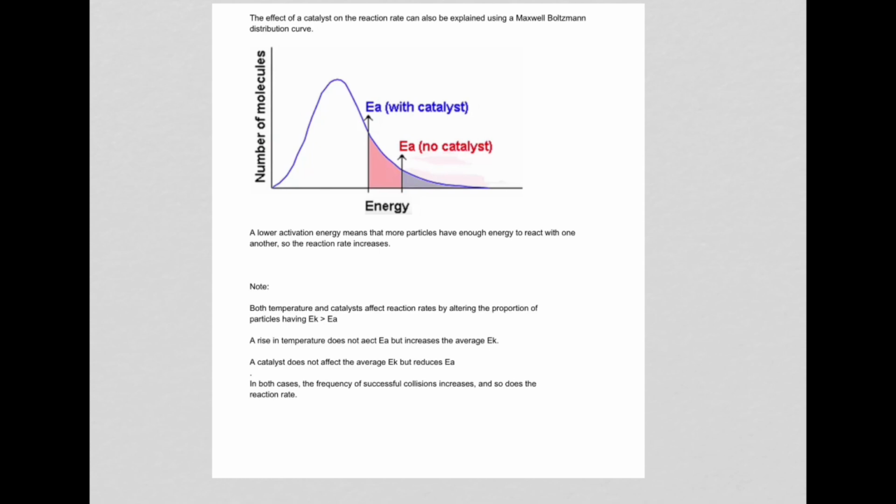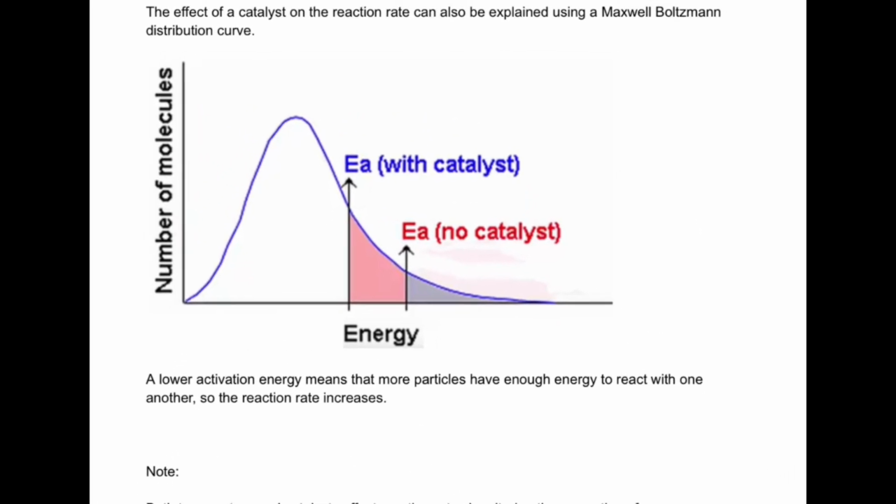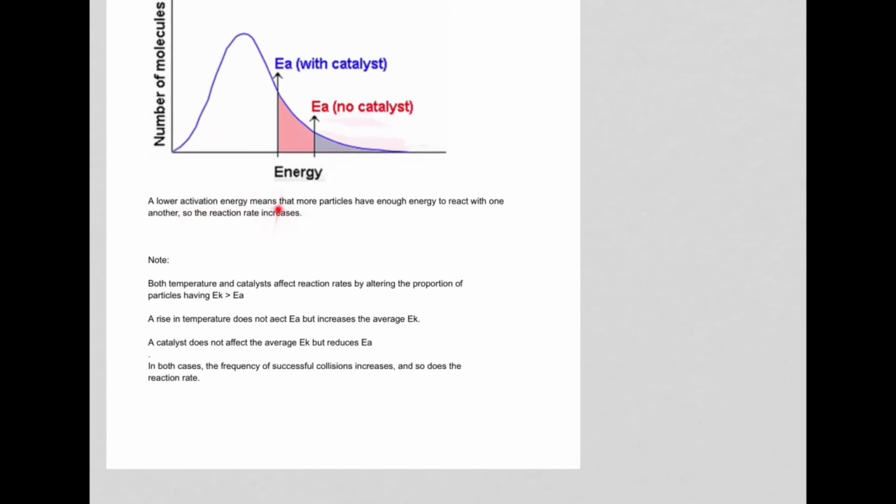Now, the effect of a catalyst can also be explained using the Maxwell-Boltzmann distribution curve that we did last time. So here is the curve, and if you look here, if there's no catalyst, this is the activation energy, but with catalyst you can see that there is a reduction in activation energy. So the curve stays the same, it's only the activation energy that is shifting. A lower activation energy means that more particles, so this area here, if I can draw that in pink, this is the number of particles that have sufficient energy to react with each other. So rate of reaction increases.